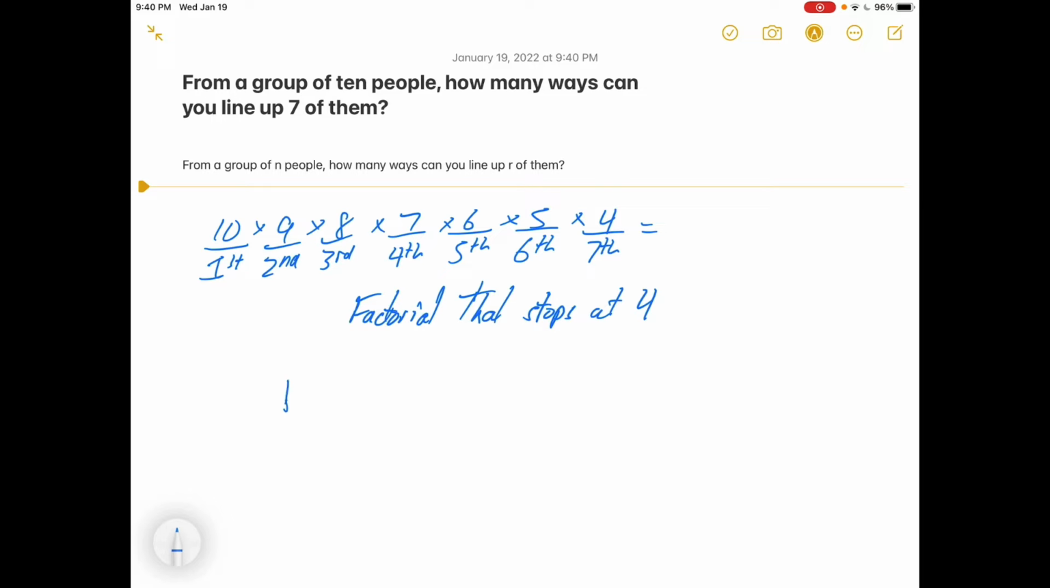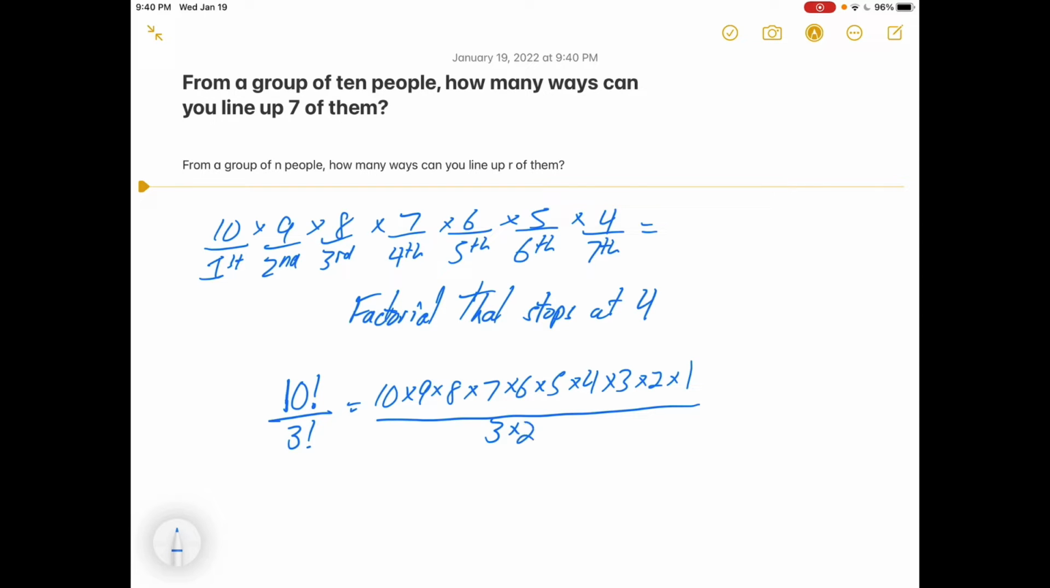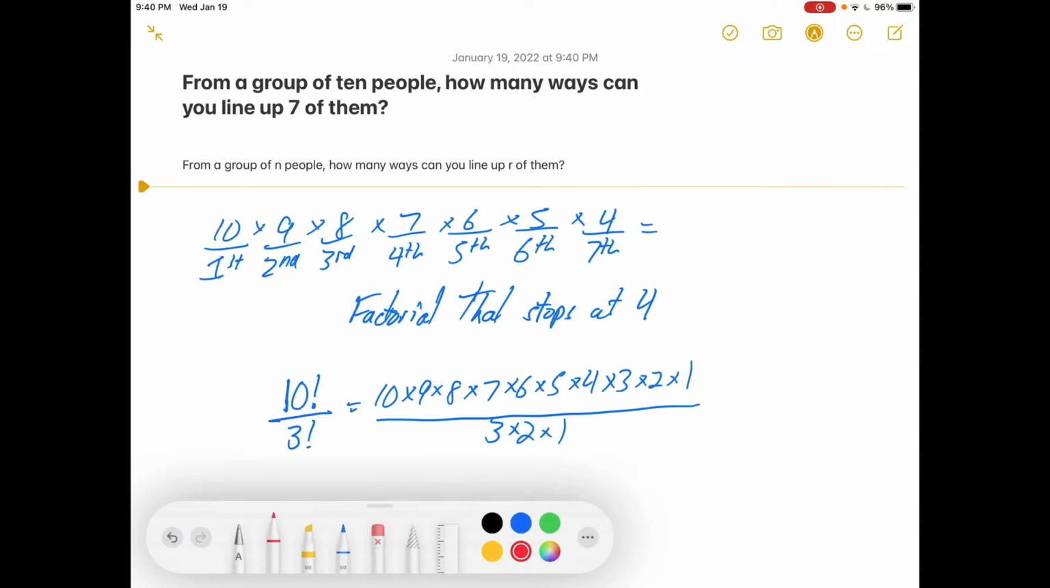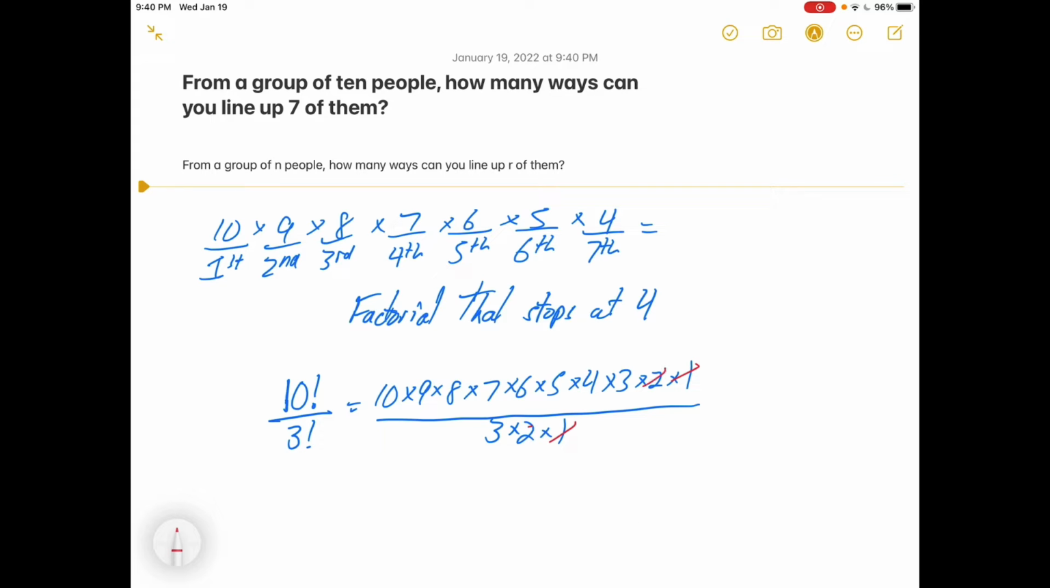And one way that you could do it would be like this. You could say it's 10 factorial divided by 3 factorial. And that's because 10 factorial is 10 times 9 times 8 times 7 times 6 all the way down. And 3 factorial is 3 times 2 times 1. So you can see that some things are going to cancel out here. The ones are not really that important. But we get a slightly more elegant expression for the same thing.